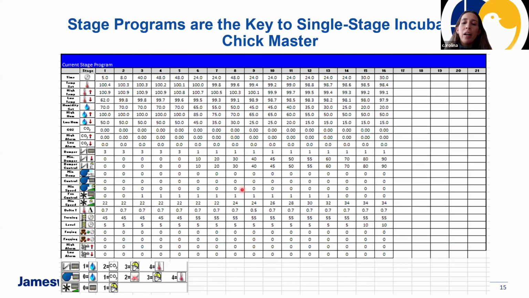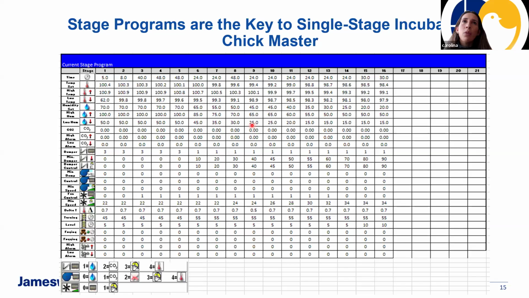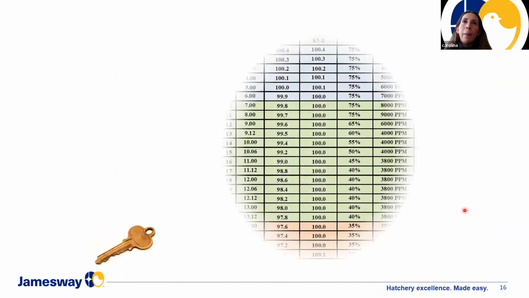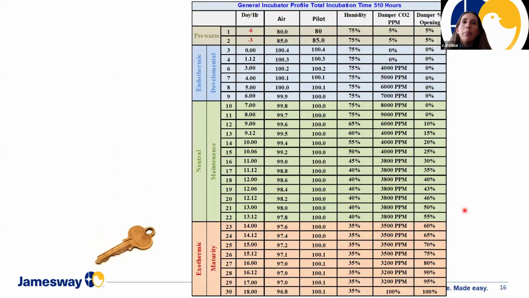Again, these profiles are different among types of machines. So this was a Jamesway profile, where we ended up prior to transfer at 97.4. And then this one, if you can see, is a Chickmaster, a Jamesway CM profile, where we end the profile at 98.4. So again, we cannot use the same profile from one type of machine compared to another. So the key is the profile, but also the key is knowing your equipment.